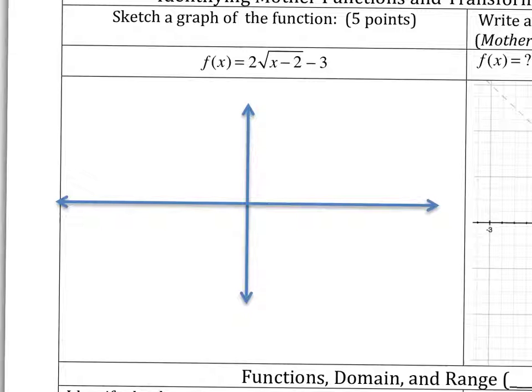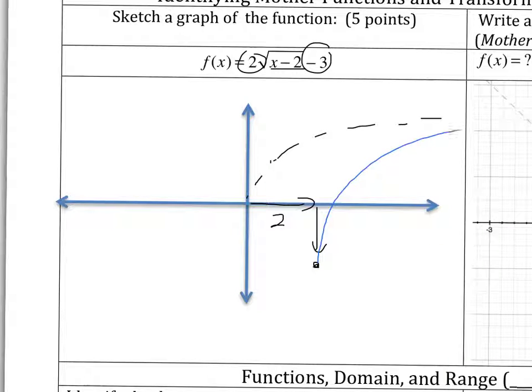First thing we have to do is sketch the graph of the function that's given. I know that square root functions generally look like this. The minus 2 is going to move that 2 units to the right. The minus 3 is going to move it 3 units down. And the 2 in front is going to make it twice as steep, which means our final graph is going to look more like this, with an endpoint at (2, -3).